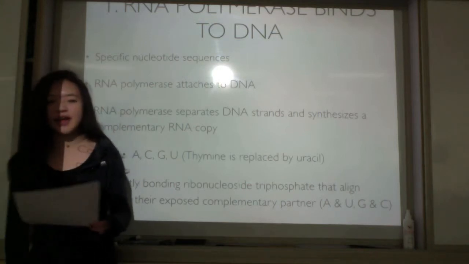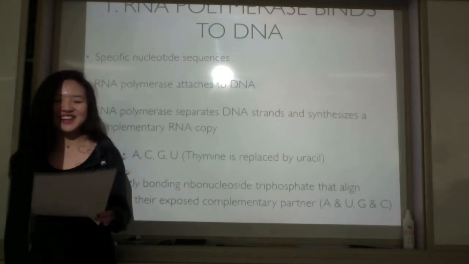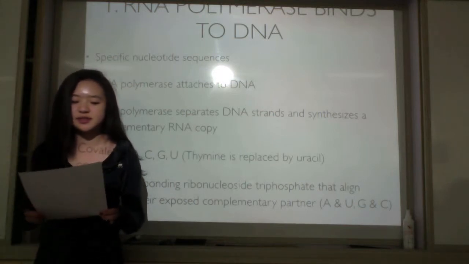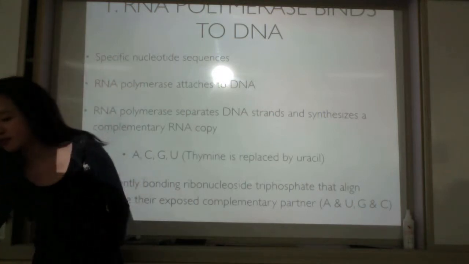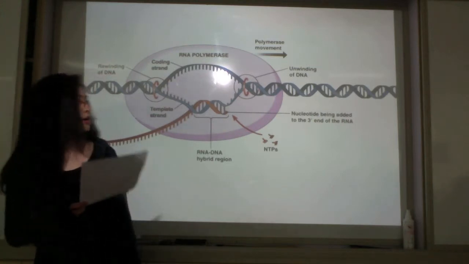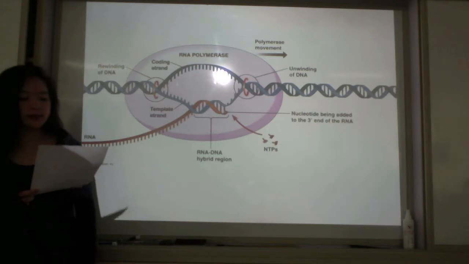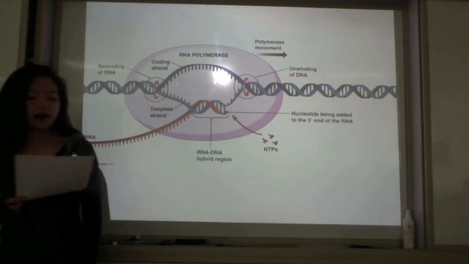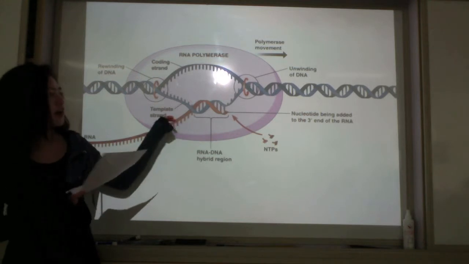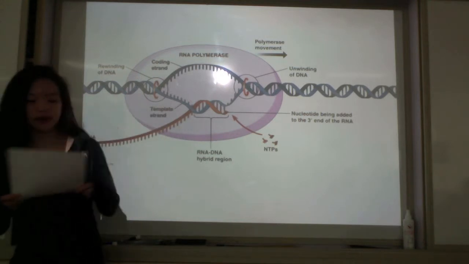And the bonding happens by using the energy from the cleavage of the additional phosphate groups to join them together. And from this picture, it shows how the RNA polymerase separates the DNA strand and how the RNA synthesizes a complementary copy right here, and then the double helix will form again.